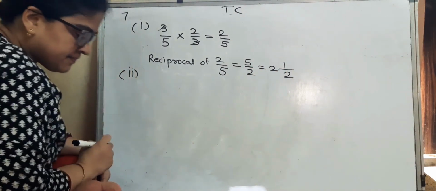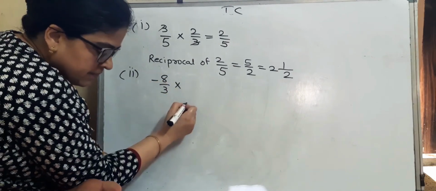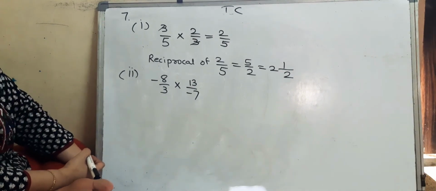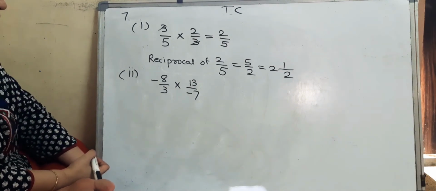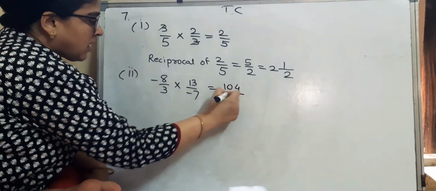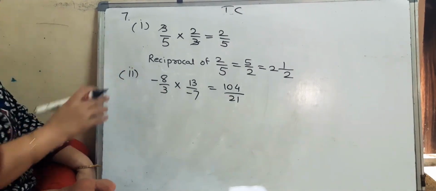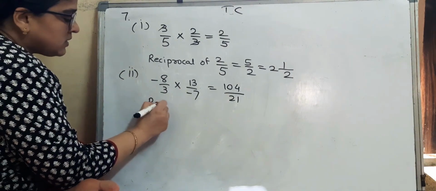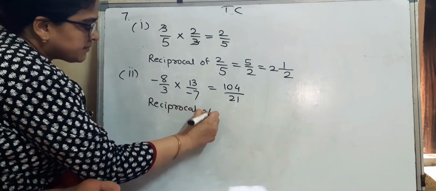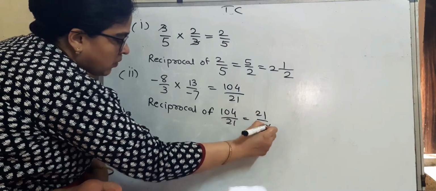Second sum, minus 8 upon 3 into 13 upon minus 7. Now there is no cutting, no common factor is there. So 13 eights are 104 upon 3 sevens are 21, and minus minus getting plus. Now the reciprocal of 104 upon 21 is 21 upon 104.